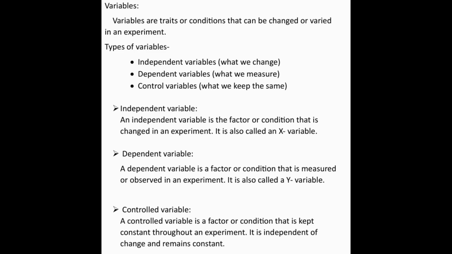Now students, what is controlled variable? Controlled variables are the factors or conditions that we keep same throughout the experiment. These are important because they help us get an unbiased result. If we change everything at the same time, we cannot find a proper relationship between variables. So, controlled variables must remain constant.